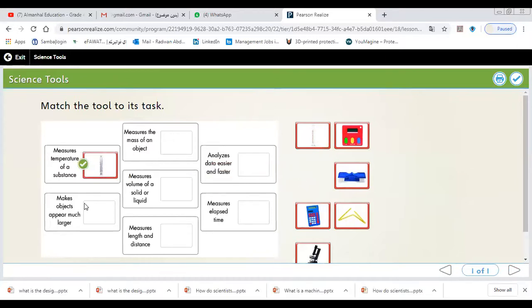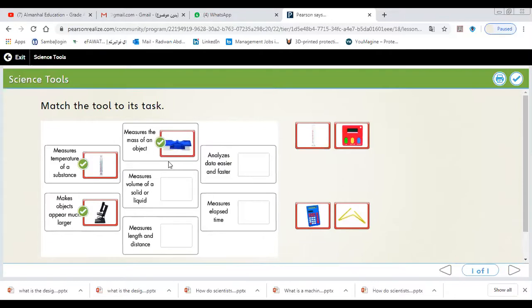Now here, I want another girl. What makes an object appear much larger? Yes, microscope. Measure the mass of an object. Is it stopwatch or meter stick or balance? What will you choose?